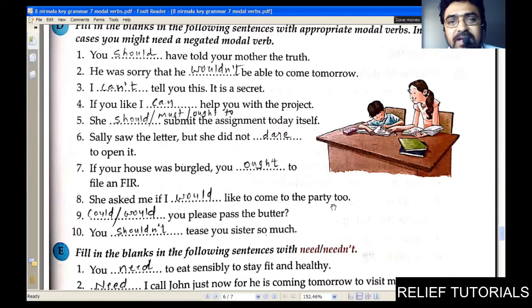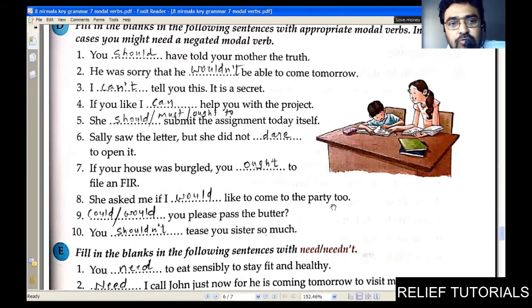You blank have told your mother the truth. आपने आपकी माँ को, आपकी माताजी को सच्चाई बता देनी चाहिए थी. Advisable, recommended, you should have told. That is perfect modal auxiliary.